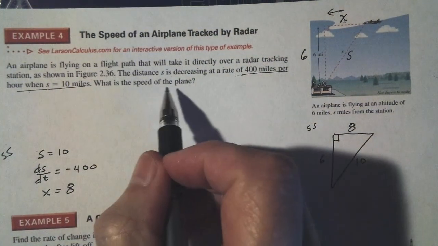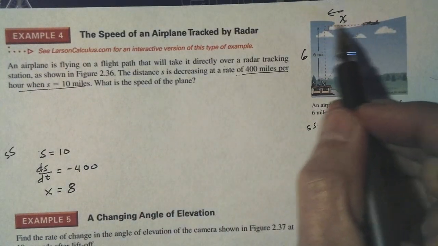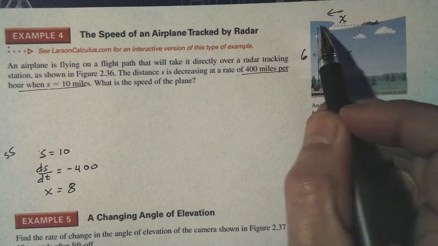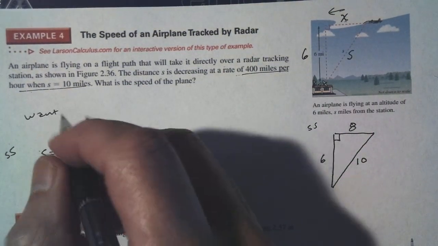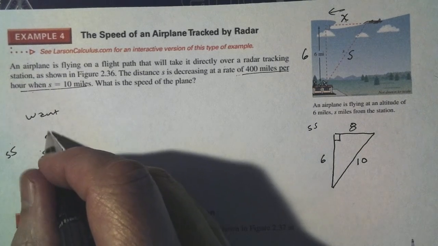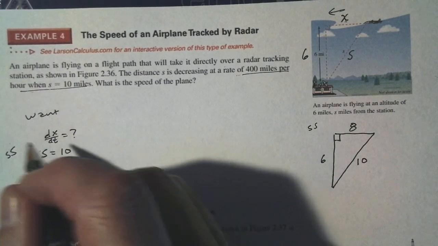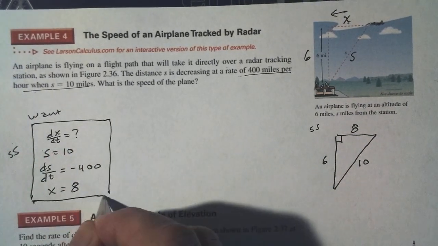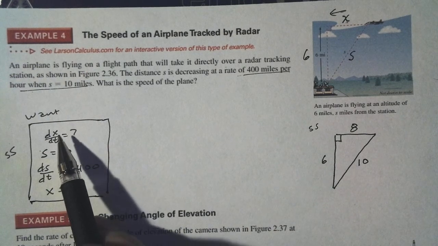Let's see what we want. What's the speed of the plane? Well, the speed of the plane would be the rate of change of X. What we want is dx dt at that instant. There's the things we know snapshot-wise. I believe that's all of them. There's what we want to know.